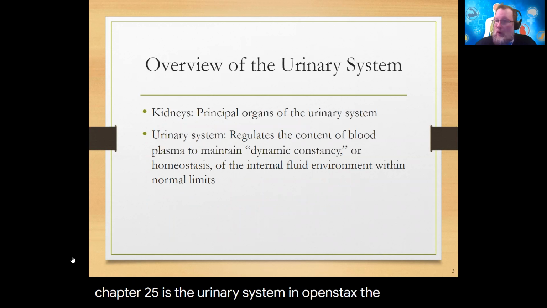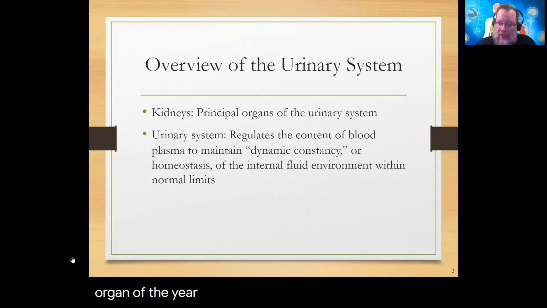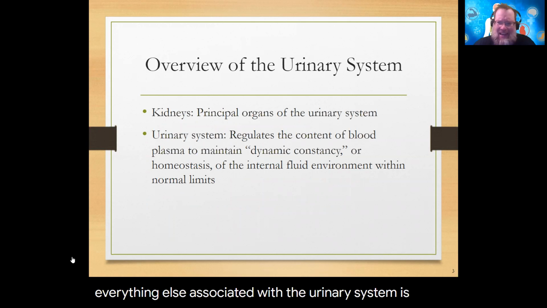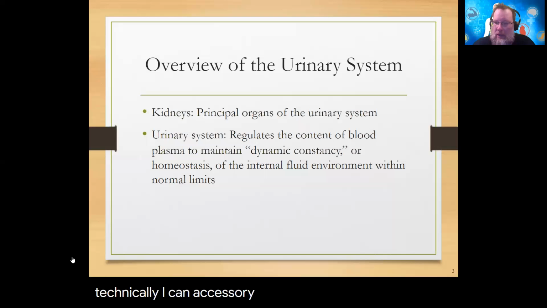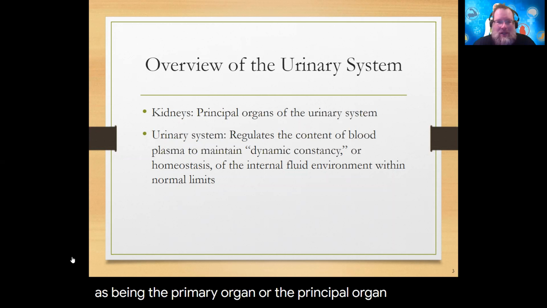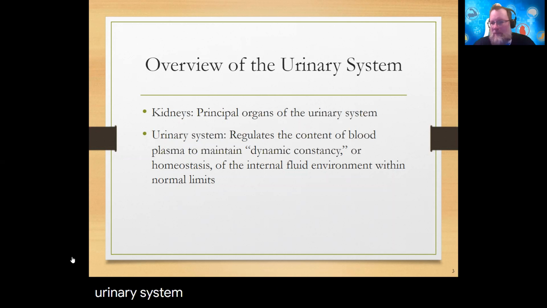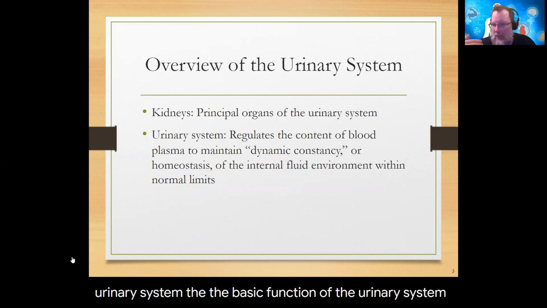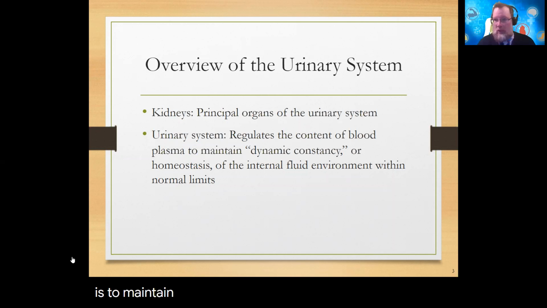The primary organ of the urinary system is going to be the kidneys. Everything else associated with the urinary system is technically like an accessory organ. So we definitely think of the kidneys as being the primary organ or the principal organ of the urinary system. The basic function of the urinary system is to maintain fluid balance.